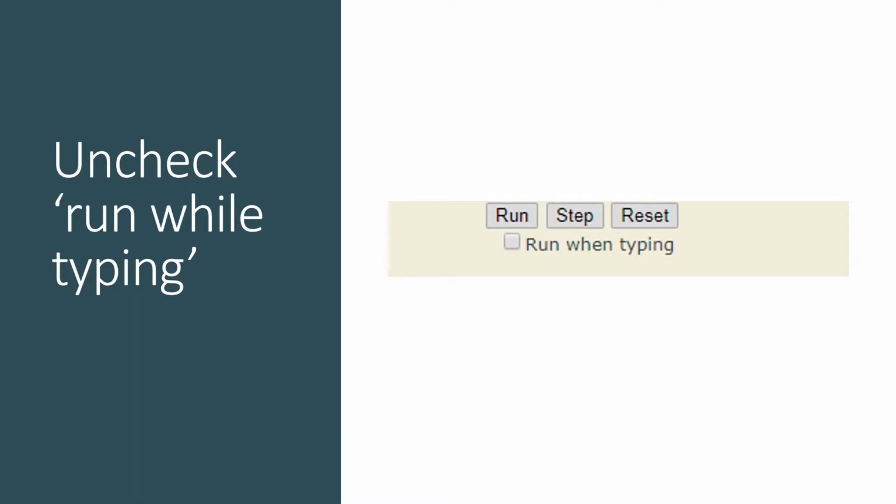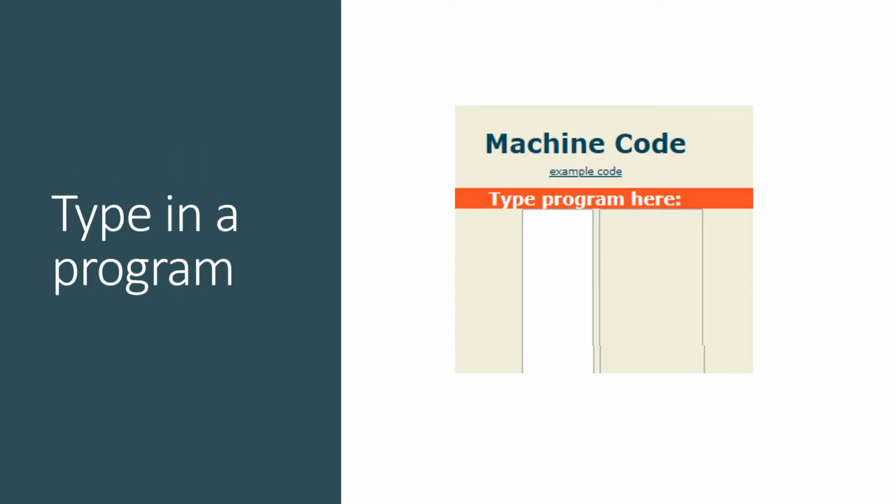Before we go any further, look for the box that says run when typing and uncheck that. Remove the tick in that box. We don't really want the program to start running as we type the commands. Now we're ready to type in the program.